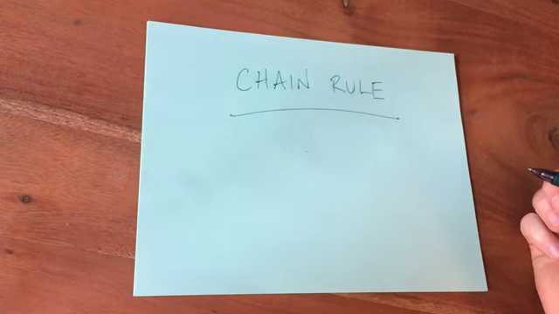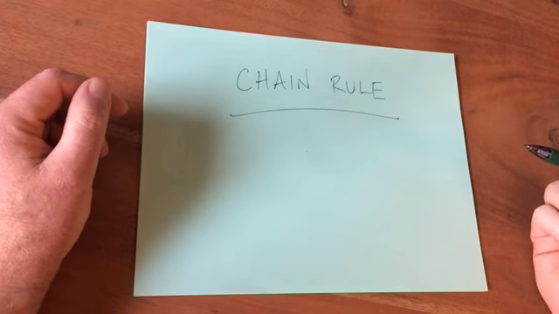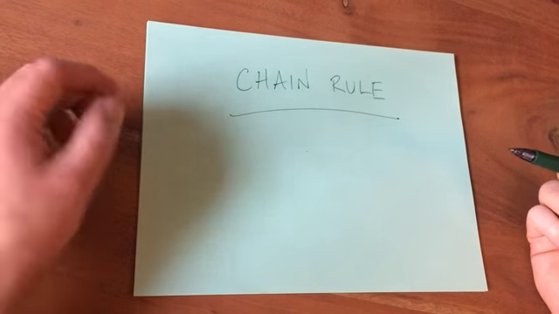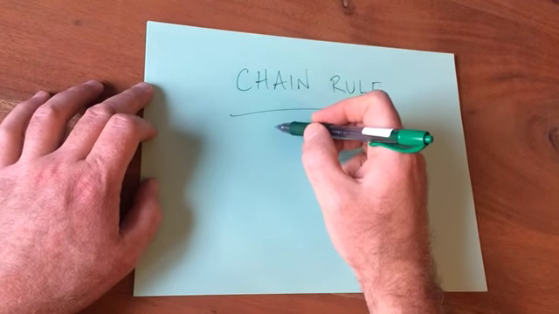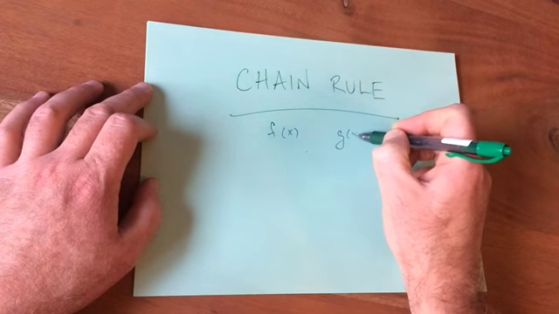The chain rule is a very important piece of differential calculus, and the purpose of the chain rule is to tell you how to take derivatives of composite functions. So what is a composite function? Well, let's imagine that you have two functions, f and g.